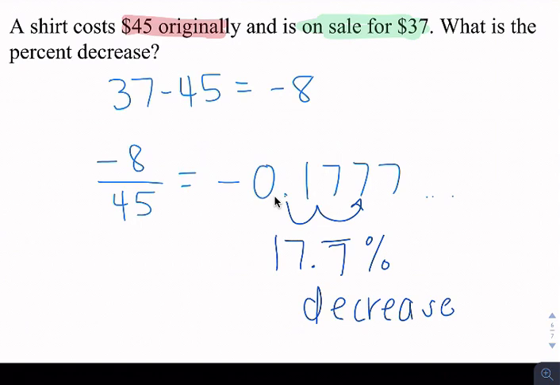So, tips and tricks to remember. When you find the difference, new minus original, just like with our similar figures, we always do new over original, the new one's first. If it's positive, it means it's increasing. If it's negative, it is decreasing.